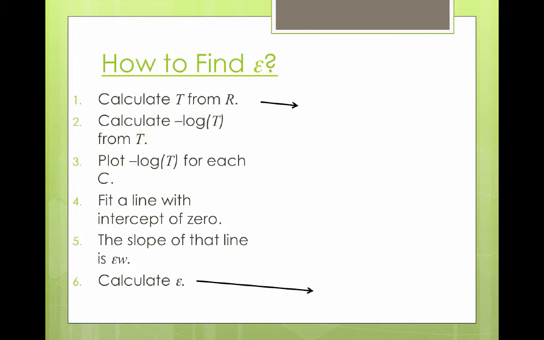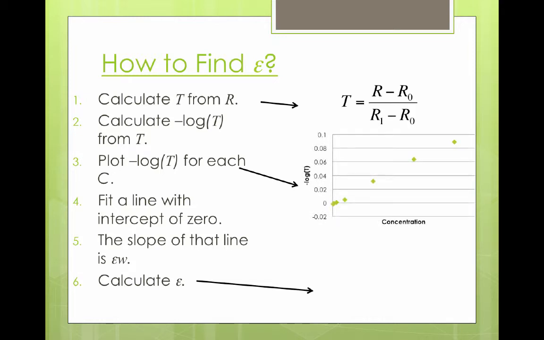Okay, so here's our procedure that we're going to do to calculate epsilon. That's what we're trying to find to calibrate our spectrophotometer. First we're going to calculate T from R using that equation that we derived. We're going to take the minus log of it, and then we're going to plot that minus log T for each concentration that we measure. Then we will fit a line with an intercept of 0, because when we have 0 concentration, we should have a minus log of T equal to 0, since transmittance would be 1.